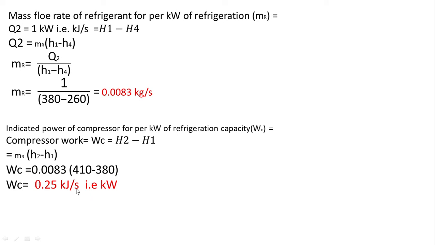0.25 kilojoule per second, that is nothing but kilowatt. So 0.25 kilowatt is the answer for the indicated power of the compressor per kilowatt of refrigeration effect. It means 0.25 kilowatt of power is required for 1 kilowatt of refrigeration. Are you getting this point? Yes or no? So you have to supply 0.25 kilowatt, and that will absorb near about 1 kilowatt of refrigeration, or heat, from the space.